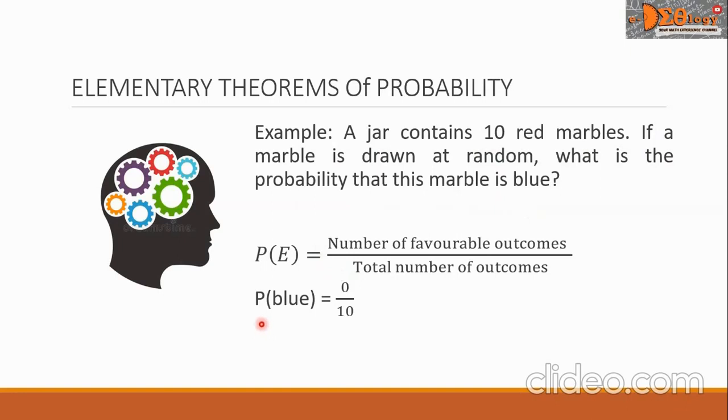So we write here P of blue, and this is equal to, the numerator is 0 because in the problem there is no blue marble inside the jar, over the denominator, which is 10. There are 10 red marbles in the jar. And to simplify, this is equal to 0. This is our final answer.